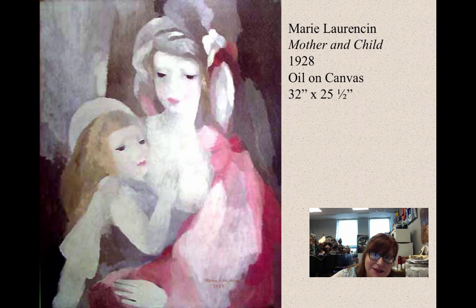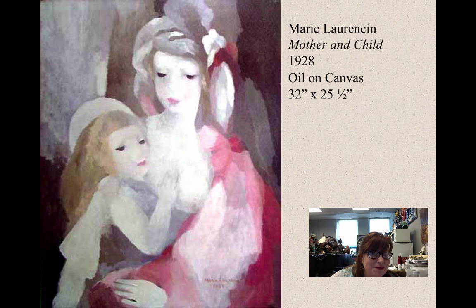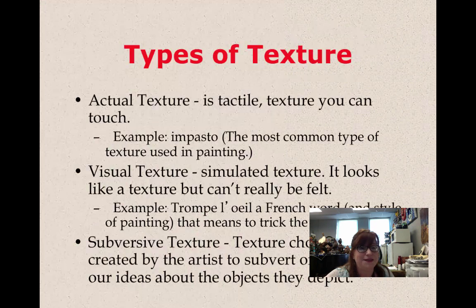And we're going to look next at Marie Laurencin's Mother and Child from 1928, also an oil painting. What do you think about the texture here? Also the colors. Which parent do you think is better liked by their child? Father? Mother? And that's all based on the texture of the piece.